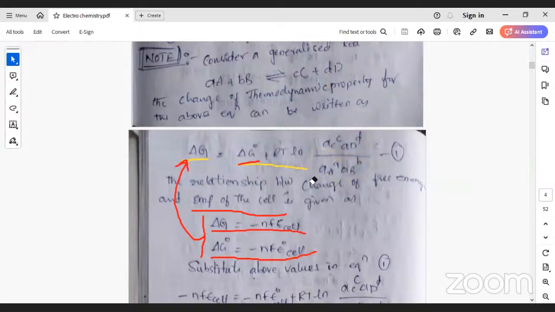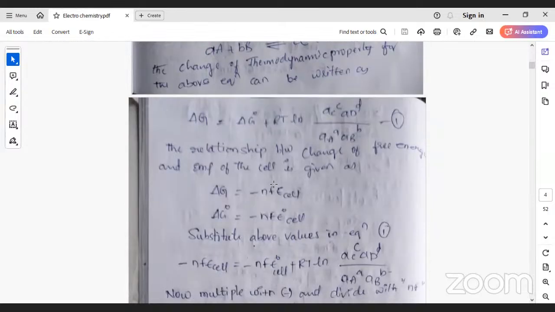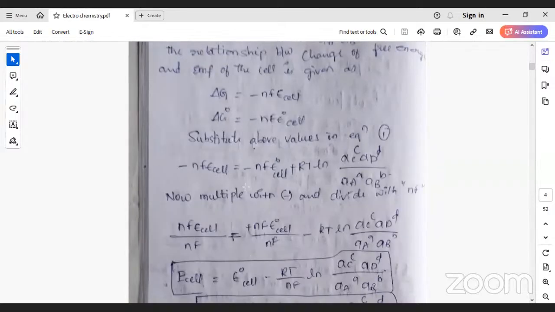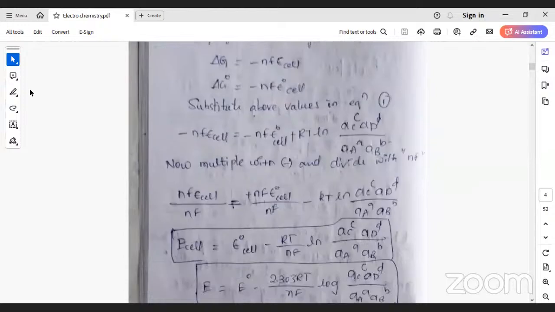Simply, take a general equation, consider the thermodynamic free energy change, and then get the relationship between delta G and E cell. Delta G equals minus nFE cell, and delta G naught, the standard free energy, equals minus nFE naught cell.